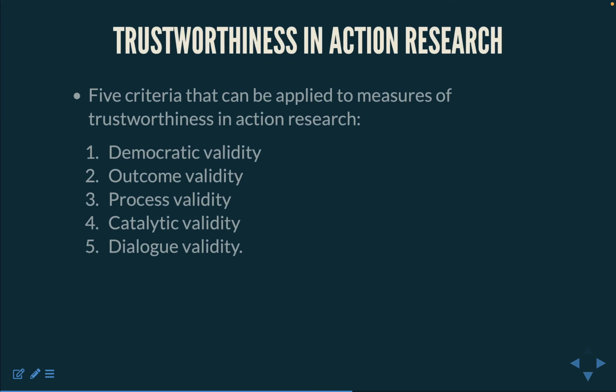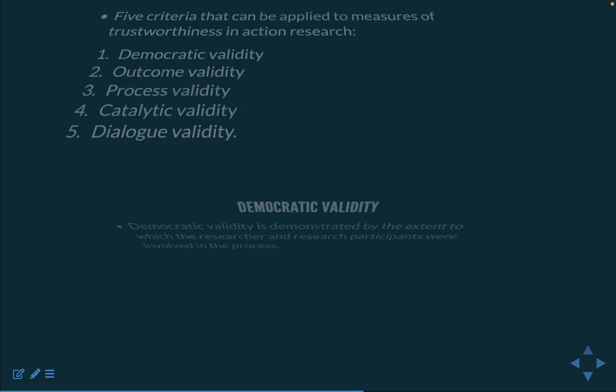The trustworthiness in action research. There are 5 criteria that can be applied to measures of trustworthiness in action research: democratic validity, outcome validity, process validity, catalytic validity, and dialogue validity.